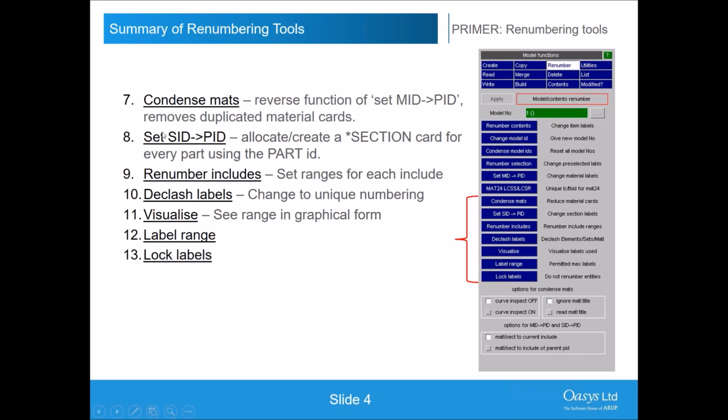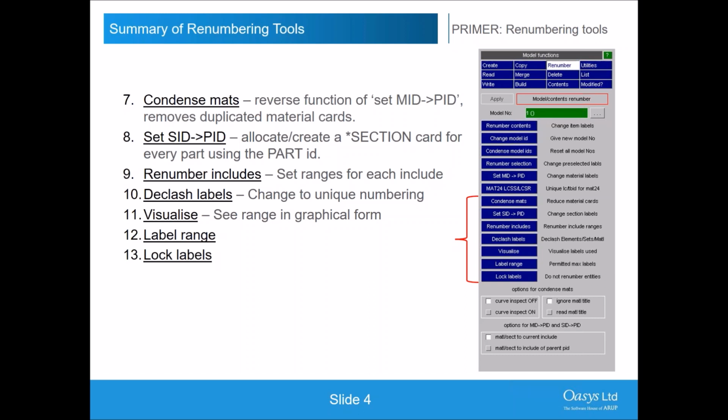And you've got set section ID to PID. So this is basically the same as the material ID to part ID. This allows you to associate a unique section label to every single part card, part ID. And we've got renumber include. So for each of the includes, you can set a specific range.